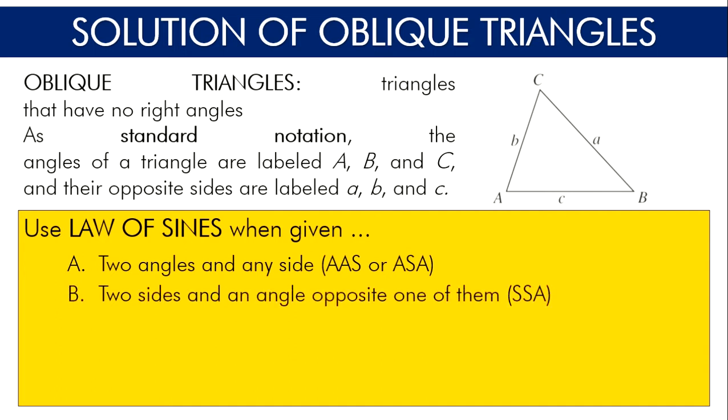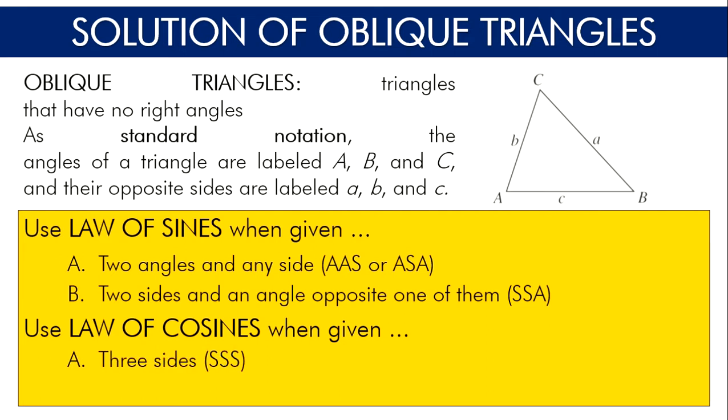So side side angle. And then for the law of cosines, when the given is three sides, SSS. And then we have two sides and their included angle, side angle side. So let's start first with the first case for the law of sines, which is angle angle side or angle side angle.